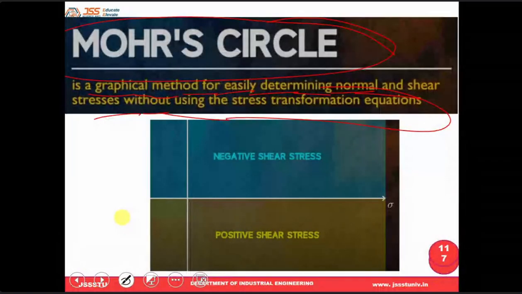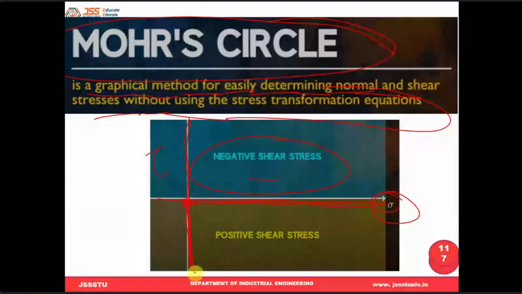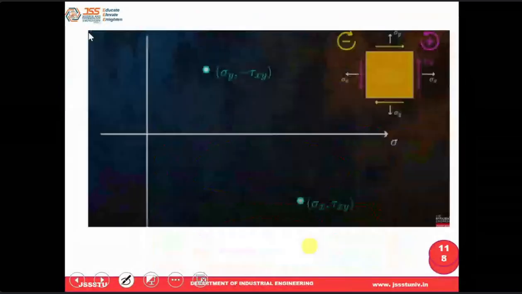So basically graphs means we are going to represent in a 2D form. Therefore there should be two reference axes. Same thing here in the Mohr circle also. One horizontal axis represents the normal stress, one vertical axis represents the shear stress. Above this horizontal axis represents the negative shear stress. Downward is positive shear stress. Upward is negative shear stress, bottom is positive shear stress.